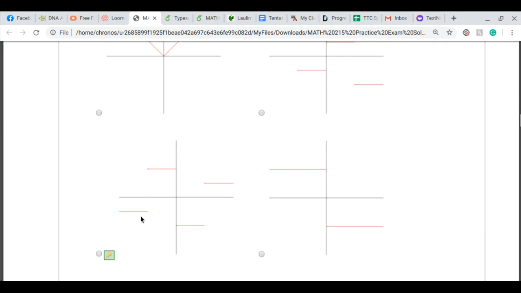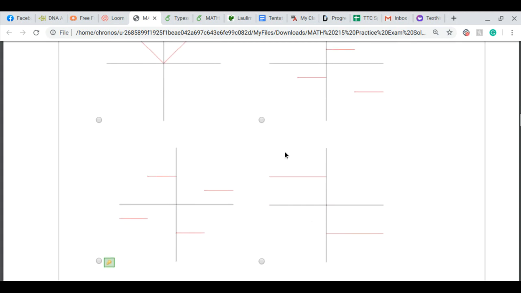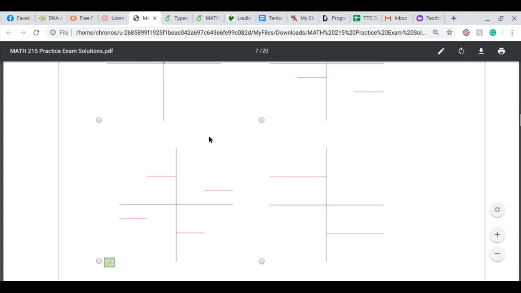This is correct. Negative constant, positive constant, negative constant, positive constant. This is incorrect. It starts at a positive constant, ends at a negative constant. There's way more variations than just those two. So number 3, this is the correct answer.